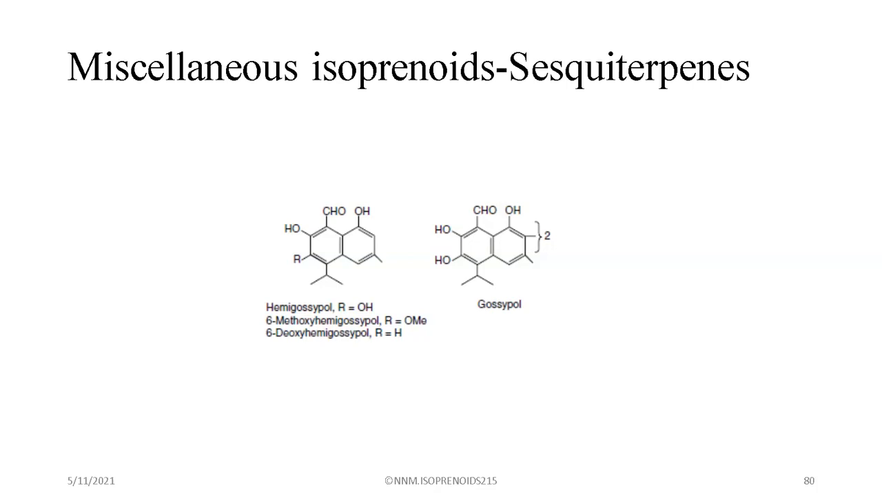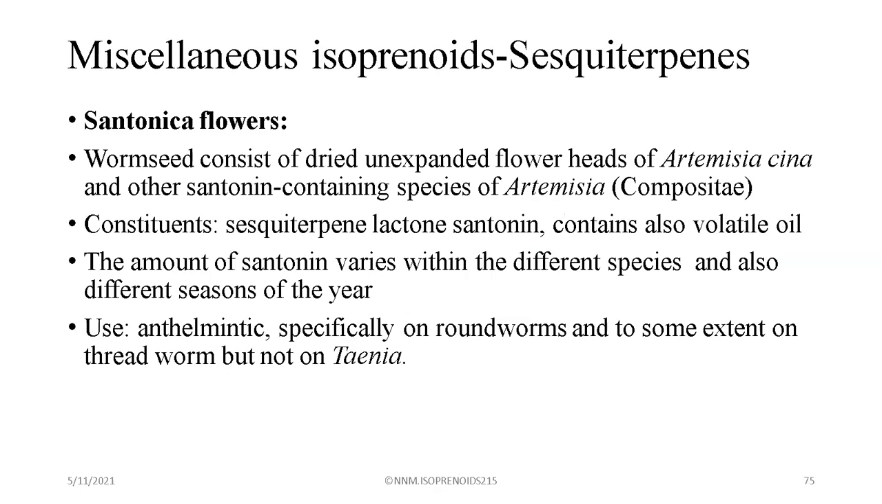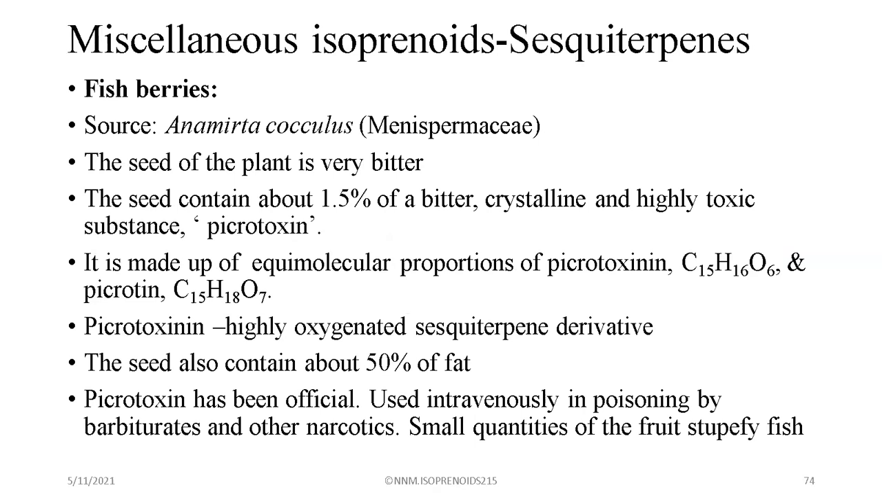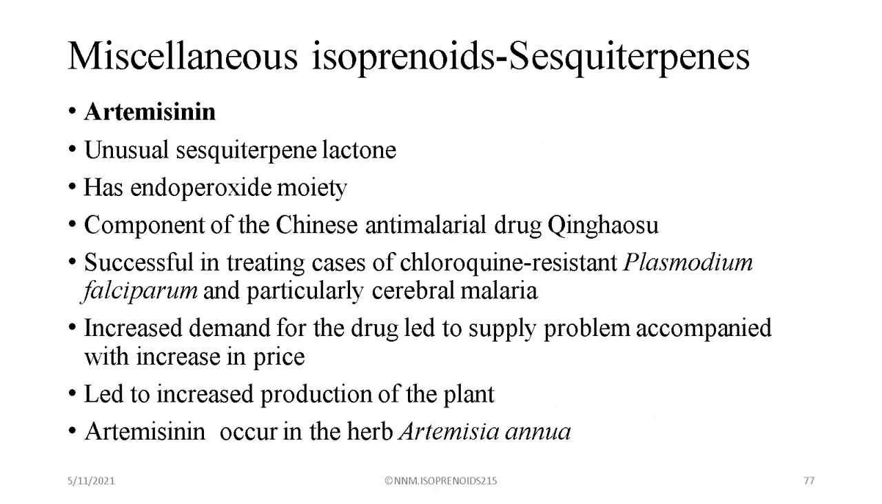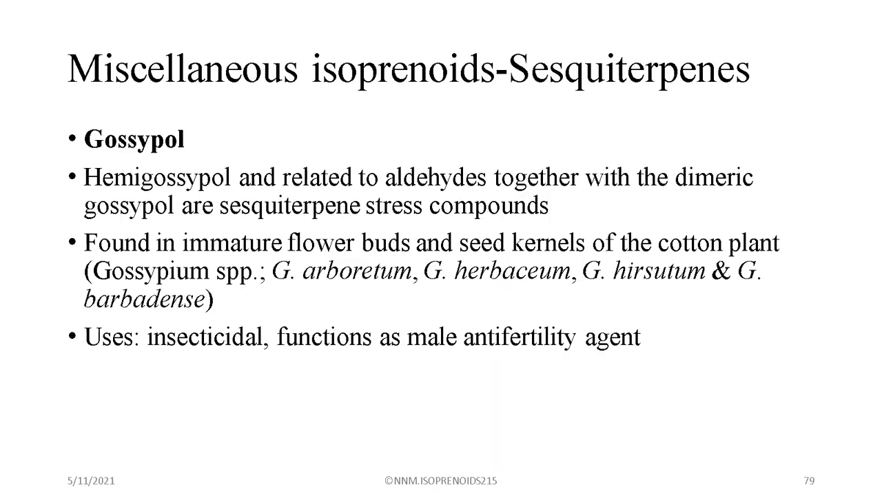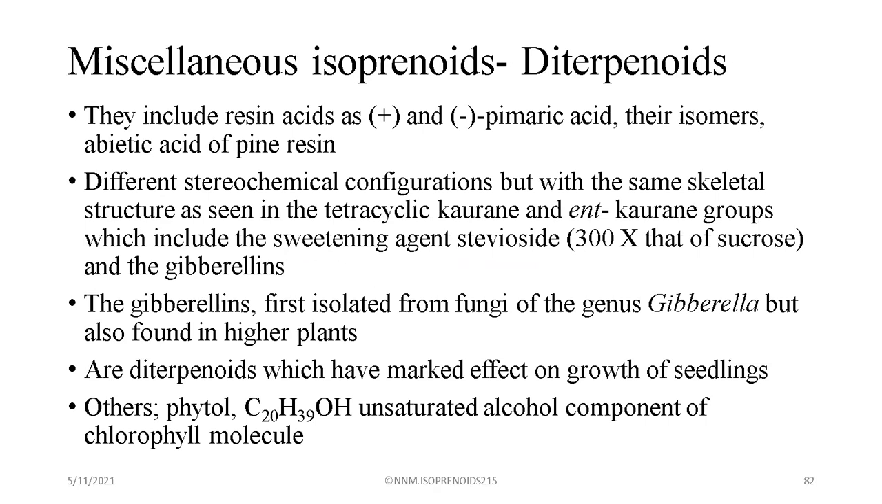We talked about fish berries. The most unique thing was it can be used intravenously in poisoning by barbiturates. Then we've talked about Santonica flower, from Artemisia cina. We use the unopened flower heads. It has antihelminthic properties, more specifically on roundworms. Then we talked about Artemisia annua, the usual one, which is for malaria, Plasmodium falciparum. Then gossypol, where we use immature flower buds and seed kernels. It has insecticidal activity, and it can also function as a male anti-fertility agent. So I think that's it for sesquiterpenes, my people.